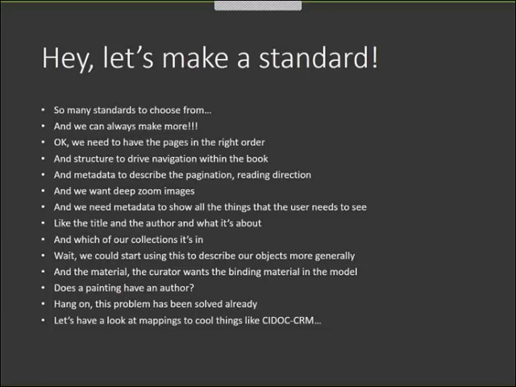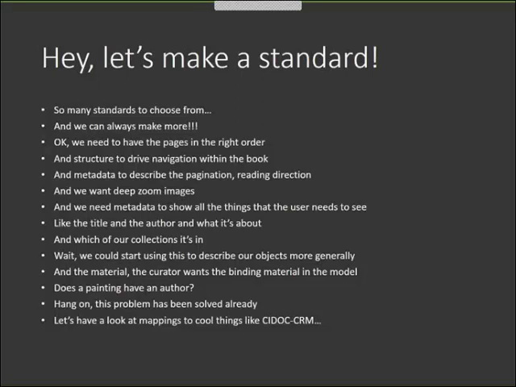And we definitely want to be able to deep zoom into the digitized image because we've spent so much on the high resolution images. We want to get right into the grain of the paper or whatever. And we need some extra metadata so we can associate our digitized objects with information about who wrote it and that kind of stuff. Things that need to be presented along with the digitized object: the title and the author and the subject, which of our collections the book lives in.